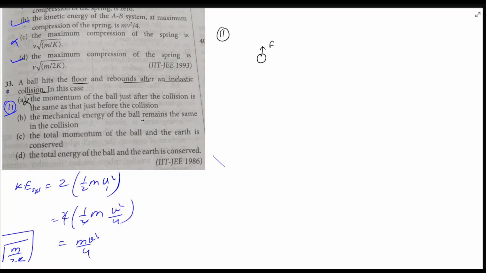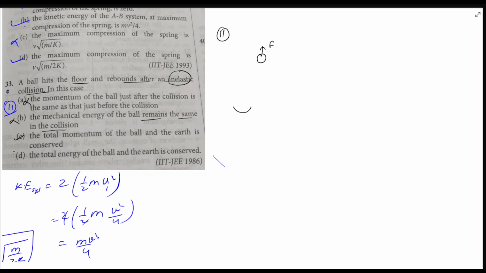The mechanical energy of the ball remains the same in the collision. Is this correct? In this question, nothing is given about how the collision is happening. If the collision is inelastic, then some energy must have been wasted, some energy must have been stored in the form of deformations. So B is wrong. The mechanical energy of the ball will not remain constant. It may be possible that the Earth has bent, so the Earth may have squeezed, and some potential energy must have gone to the Earth also. So B is wrong.